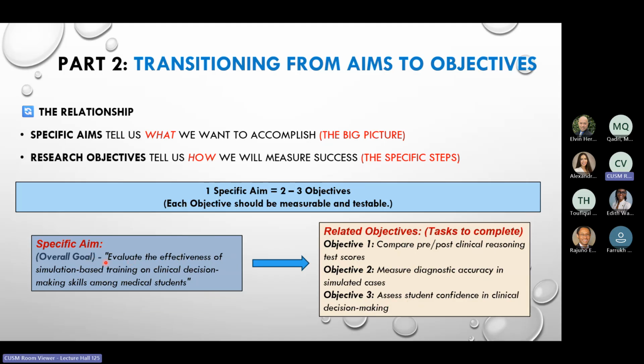Then you'll notice, going back to our specific aim statement, it's a little bit more broad than those 3 individual objective statements: evaluating the effectiveness of simulation-based training. But notice, every one of these objective statements can help us determine if we've reached this goal of evaluating effectiveness of simulation-based training in this particular population. Isn't that beautiful? That's wonderful.